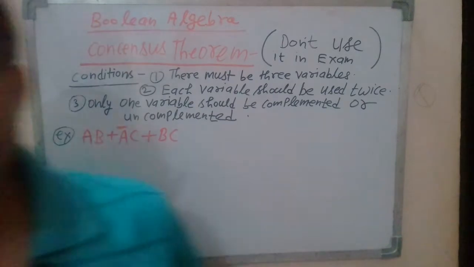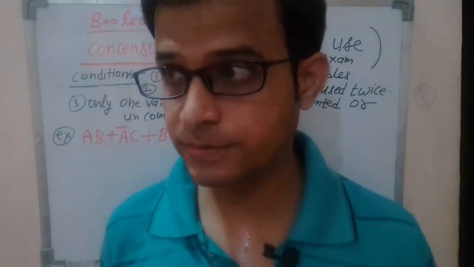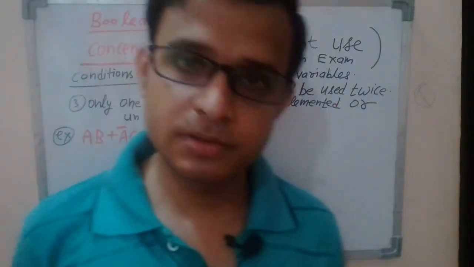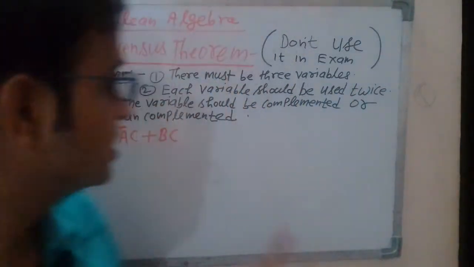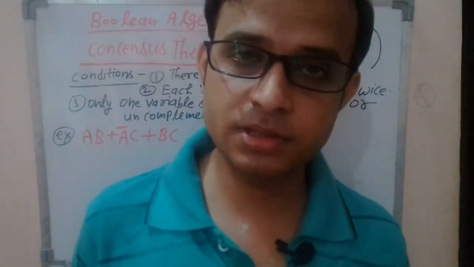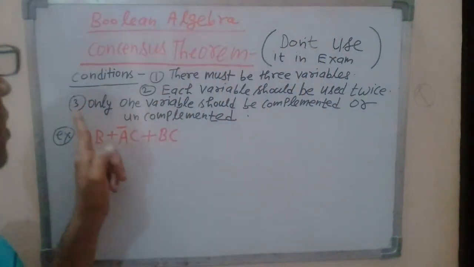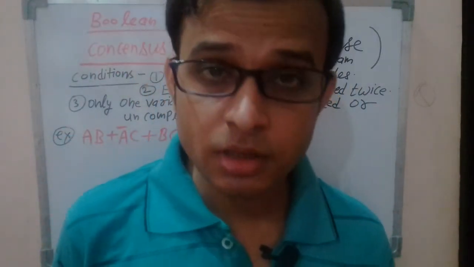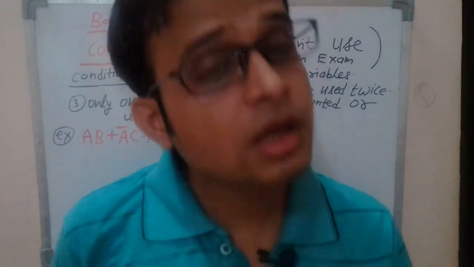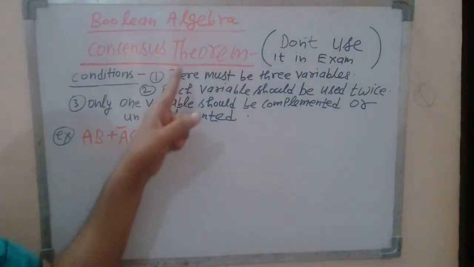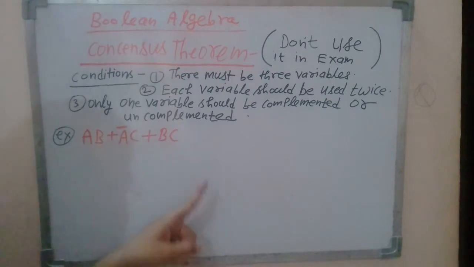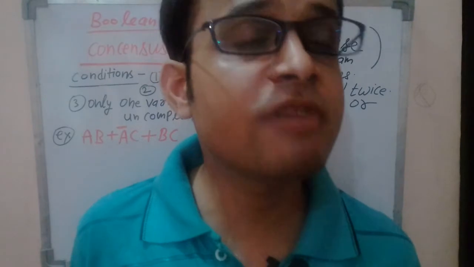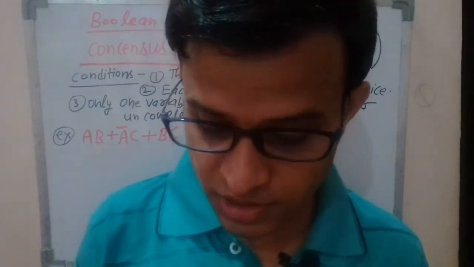So if you want to use this trick, then 3 conditions must be satisfied. First condition, there must be 3 variables. Second condition, each variable should be used twice. Third condition, only one variable should be in complemented or uncomplemented form. If these 3 conditions are satisfied, then you can apply this trick in your question to verify the answers. Now let me explain this with an example.